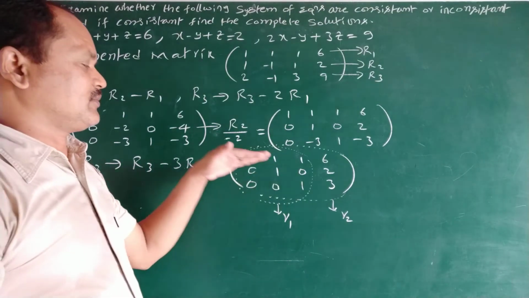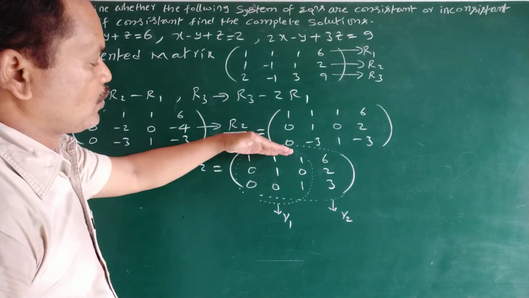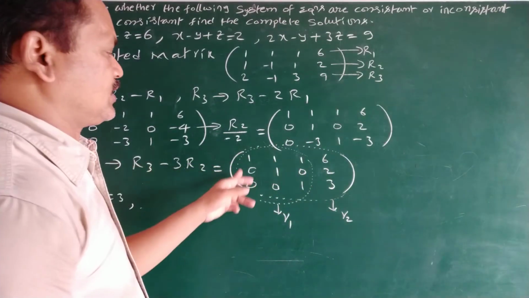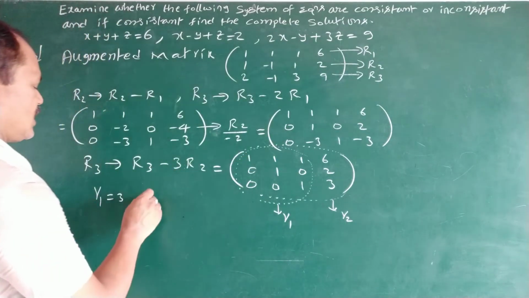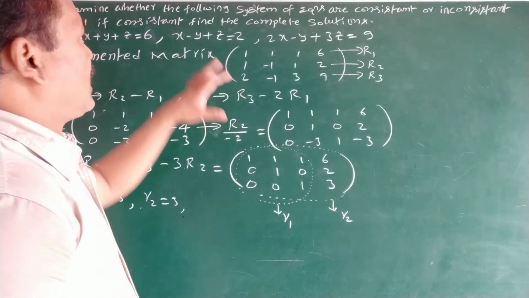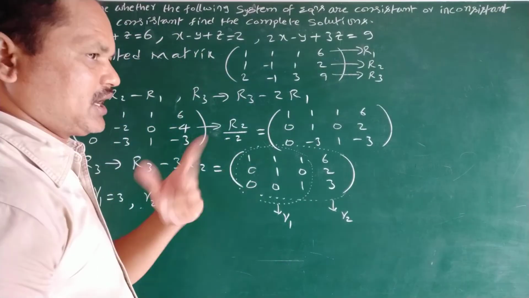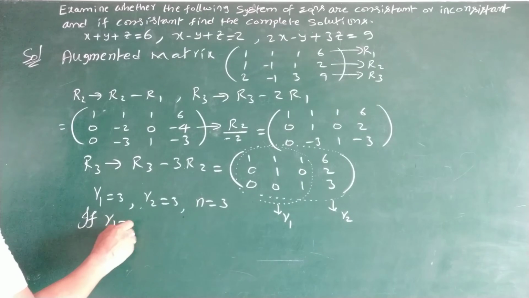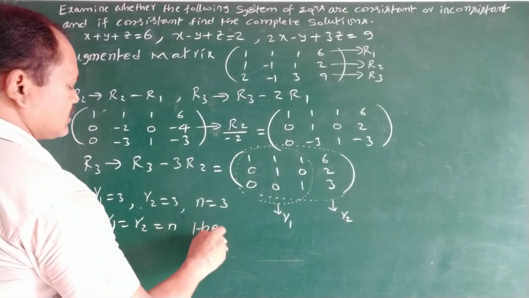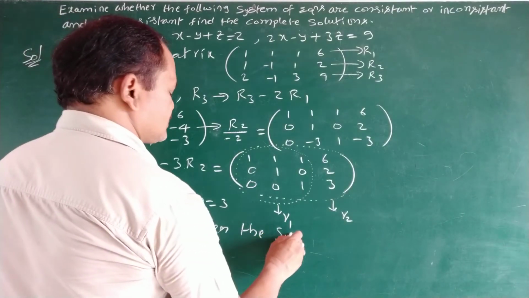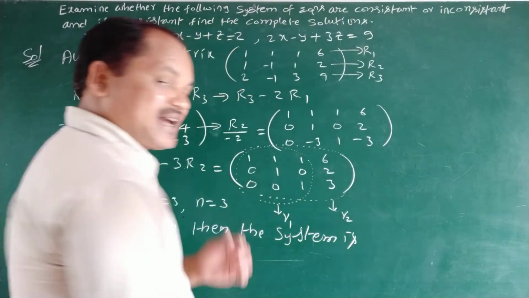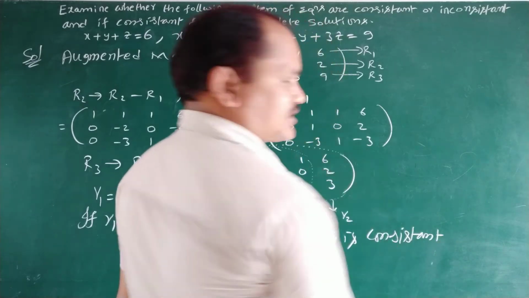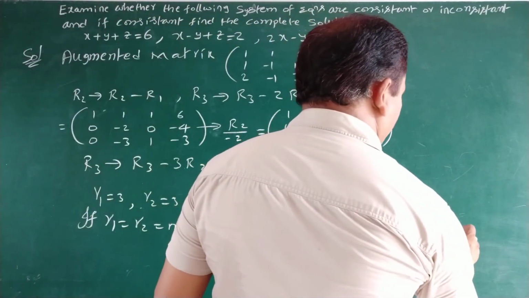Now, rank of the matrix is nothing but the number of non-zero rows. Here, 1, 2, 3, countable rows. 3 countable rows. r1 is equal to 3. Here, in the total matrix also 1, 2, 3. 3 countable rows. r2 is equal to 3. At the same time, the number of unknowns x, y, z, that is, n is equal to 3. That's why the condition, if r1 is equal to r2 is equal to n, then the system is consistent and has a unique solution.